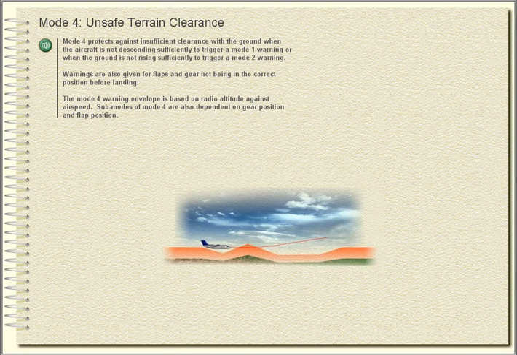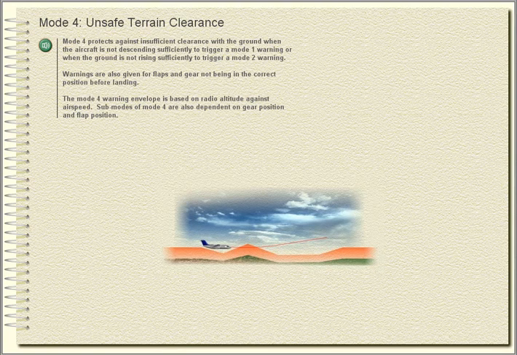Mode 4. Unsafe terrain clearance. Mode 4 protects against insufficient clearance with the ground when the aircraft is not descending sufficiently to trigger a Mode 1 warning, or when the ground is not rising sufficiently to trigger a Mode 2 warning.